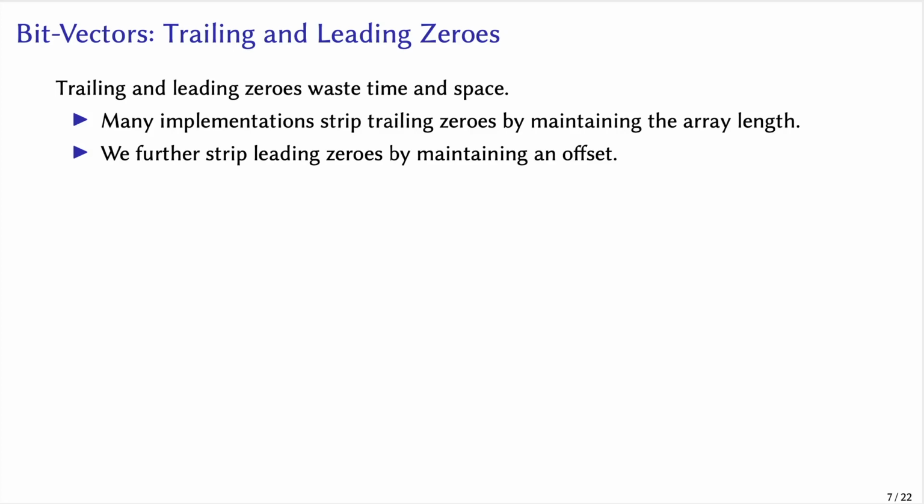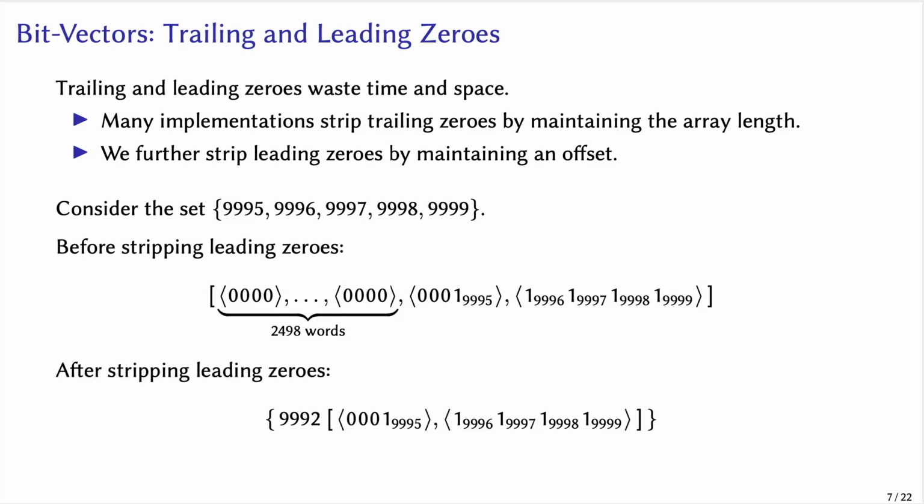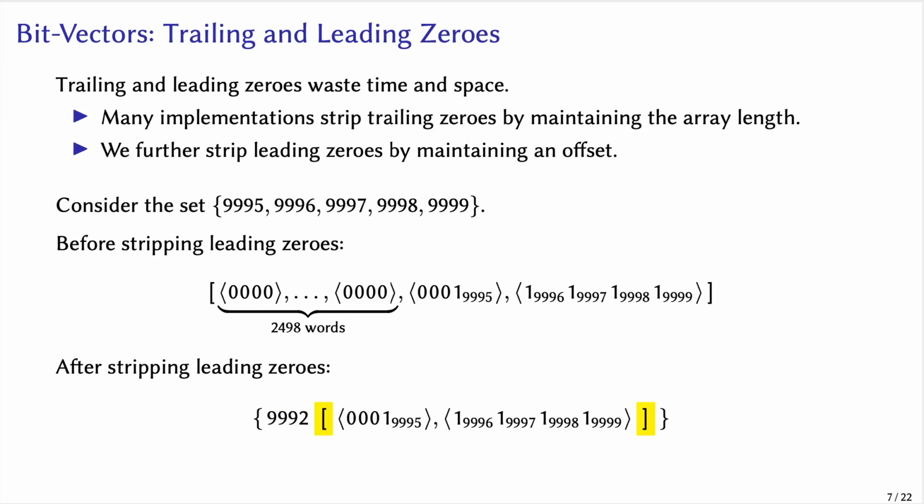For example, consider this set containing large integers. Before stripping leading zeros, we would have many 0 words which do nothing but indicate the absence of members. Instead, we can maintain an offset indicating what the first bit represents and a length for the array, which for brevity we show implicitly. This takes small constant space for metadata, an offset and a length, and unlike sparse bit vectors, maintains the benefits of standard bit vectors when performing unions. A union algorithm is available in our paper. From here, we refer to standard bit vectors as those which strip trailing zeros and core bit vectors as those which strip leading and trailing zeros.